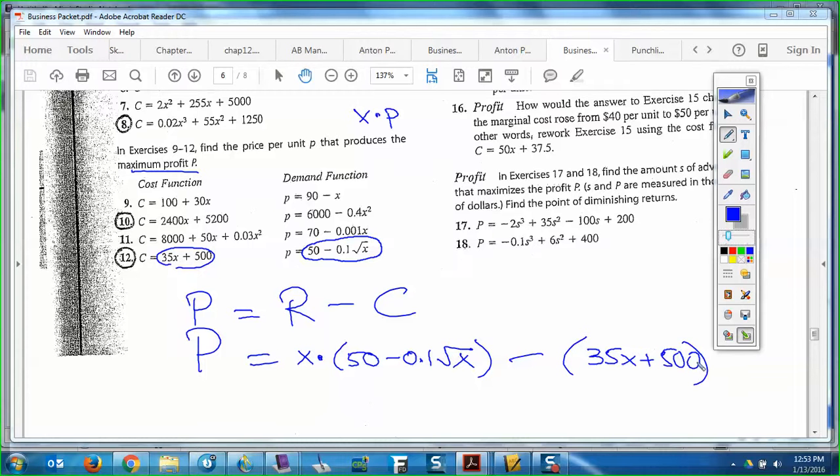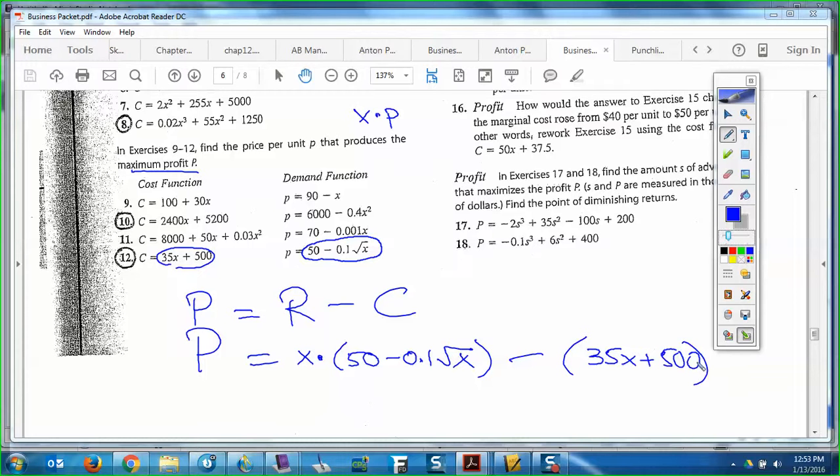But actually, you've got to answer the question. What was the question here? Find the price. So you would need to take that 10,000 and plug it right in here, right? So square root of 10,000 is 100. 100 times 1/10 is 10. 50 minus 10 is 40. So $40 is actually your answer for number 12. $40 is what you should charge.